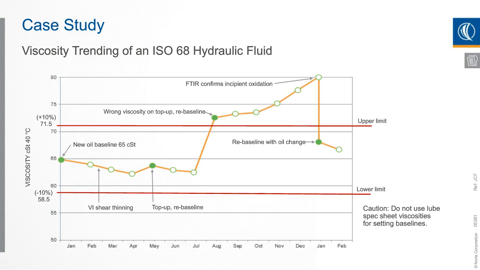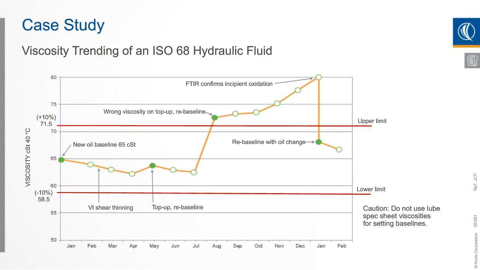First, there was some viscosity shear thinning, so the viscosity went down a little bit. There's a top-up with rebaselining at that point, a top-up with oil that was similar or the same as the baseline of 65, so that's why it went back up. But then it continued to go back down a little bit. Right now, we're still within that upper and lower range of about 10% up and down, so that's okay.